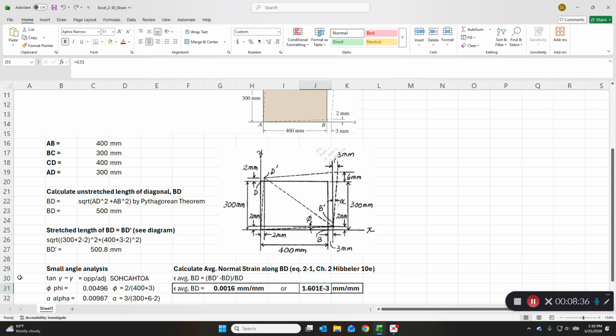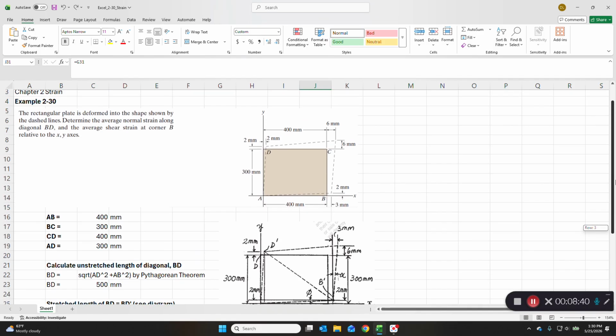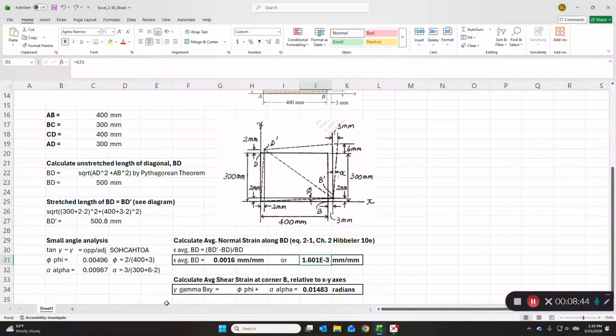Now for the average shear strain at the corner B, gamma. For that one, we have to do small angle analysis. And we know that the tangent of gamma is approximately equal to gamma for our small angle analyses in strain problems. And that's the opposite over the adjacent from SOHCAHTOA, TOA. So we're looking at 2 angles here. We have 2 small angles. One of them is phi and the other one's alpha.